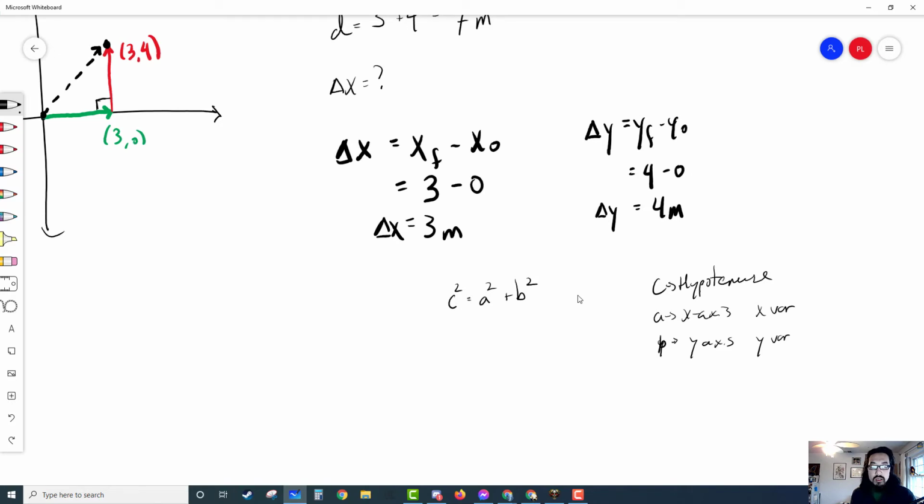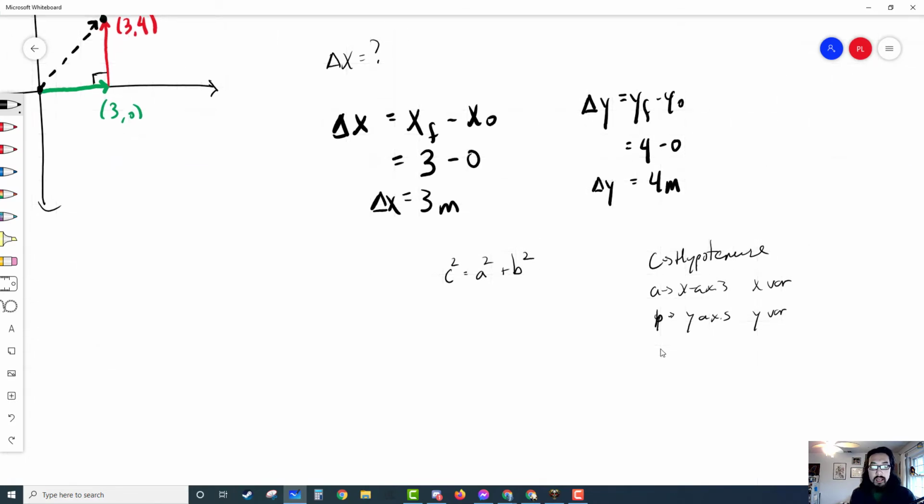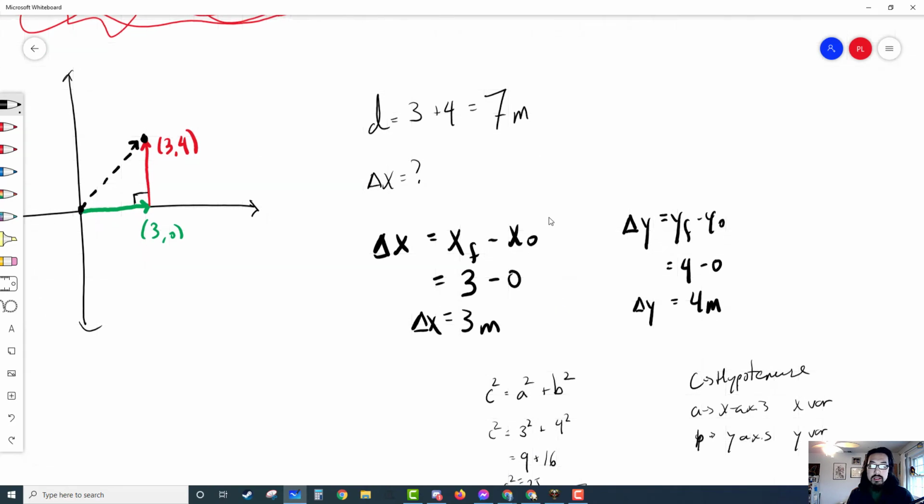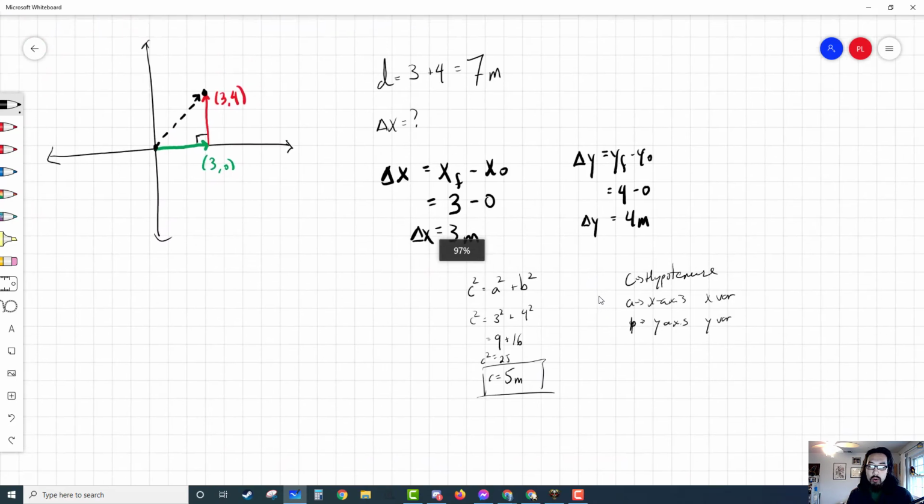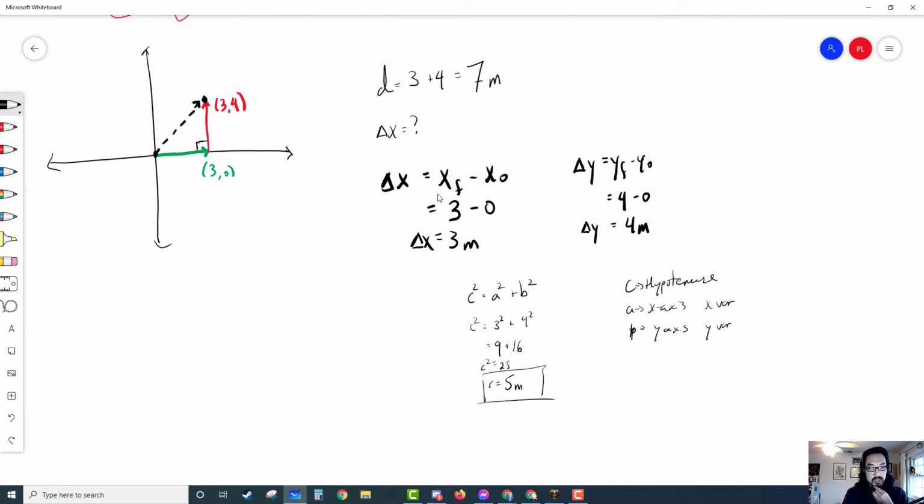So if we were to apply this formula, we can say that the total displacement, c squared, is equal to a squared, which is my x, so 3 squared, plus b squared, which is my y, 4 squared. So 3 squared gives us 9, 4 squared gives us 16, for a total of 25. But we want to know the actual displacement, so take the square root of that, and we get 5. So our total displacement was 5 meters, but our total distance was 7 meters. You can see how the displacement here is not the same as the distance.